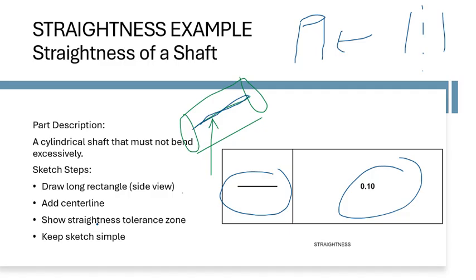So make sure you practice how to mentally see it in our brain, so that way we know what we're drawing. So this is your cylinder, and this is the rectangular way of drawing it, a long rectangle side view. When you do your exercise, make sure you draw that, and then add the center line, and then show the straightness tolerance zone, which is a two-box feature control frame right there. And then in this case you have a tolerance of 0.10. Just go with the textbook example tolerance value, and make sure you keep the sketch simple.